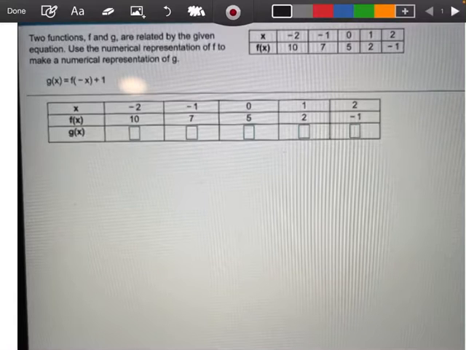All right, everybody, this is a homework question out of 2.7, and the directions here say two functions f and g are related by the given equation.